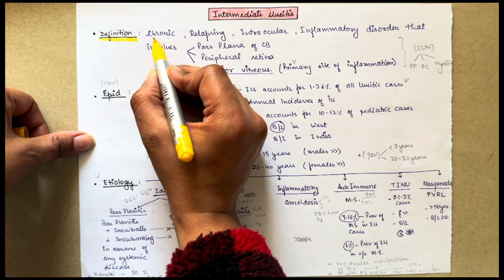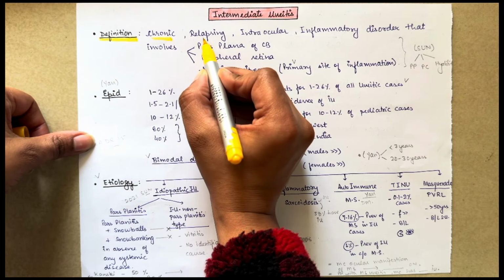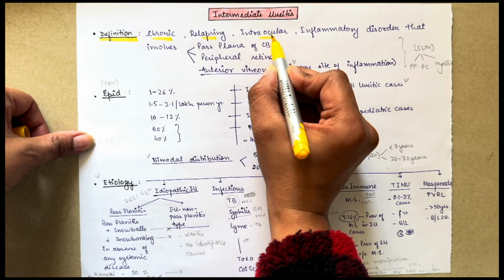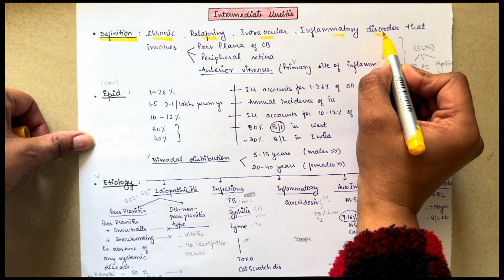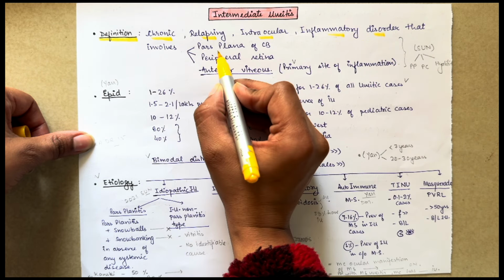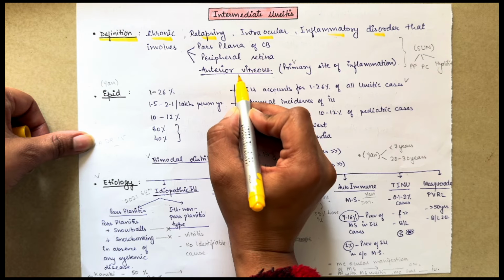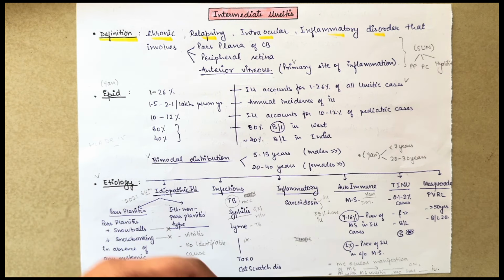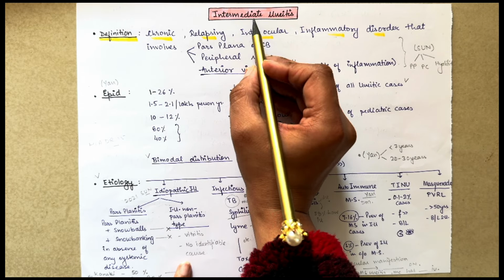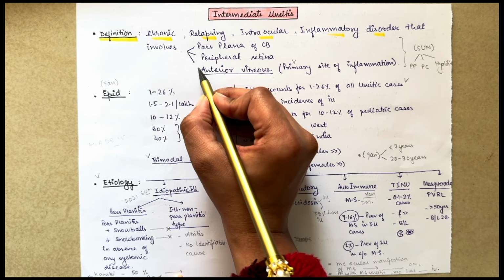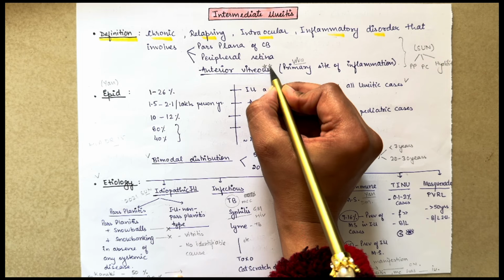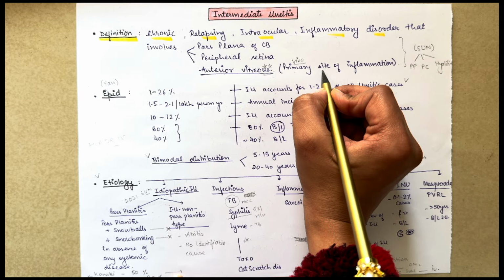In definition, you mention that it is a chronic, relapsing, intraocular inflammatory disorder that involves the pars plana of the ciliary body, peripheral retina, and anterior vitreous. So, in intermediate uveitis, the primary site of inflammation is mainly the anterior vitreous. This is important to remember.